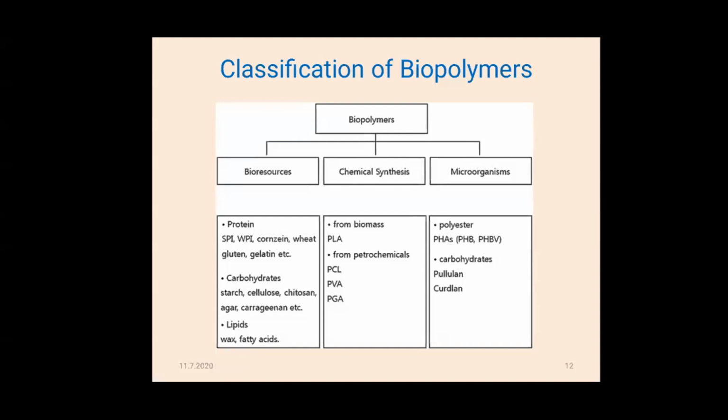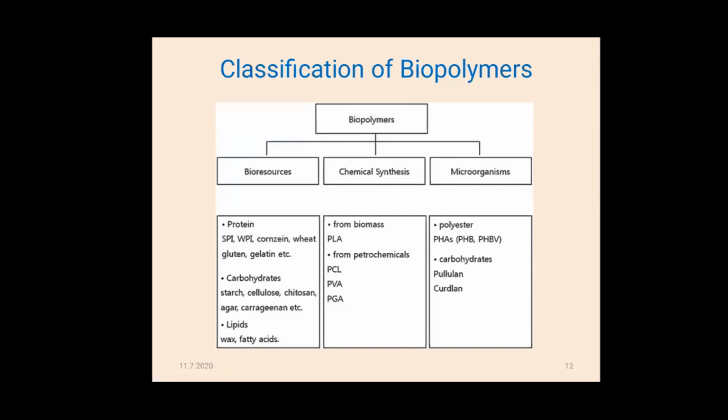Under chemical synthesis, we can get from biomass polylactic acid, polycaprolactone, polyvinyl alcohol and polyglycolic acid. Through microorganisms we can get polyhydroxyalkanoates, polyhydroxybutyrate, polyhydroxybutyrate-co-valerate, and from carbohydrates we will get pullulan and curdlan. Pullulan is a polysaccharide, whereas curdlan is an extracellular gum. So we have seen a lot of biopolymers available through bioresources, chemical synthesis and microorganisms.